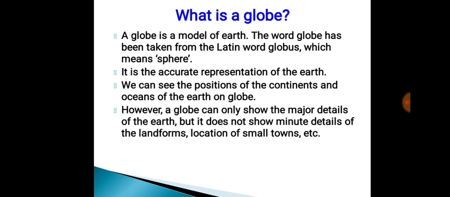We can see the position of the continents and oceans of the Earth on a globe. However, a globe can only show the major details of the earth, but it does not show minute details of the landforms, location of small towns, etc.